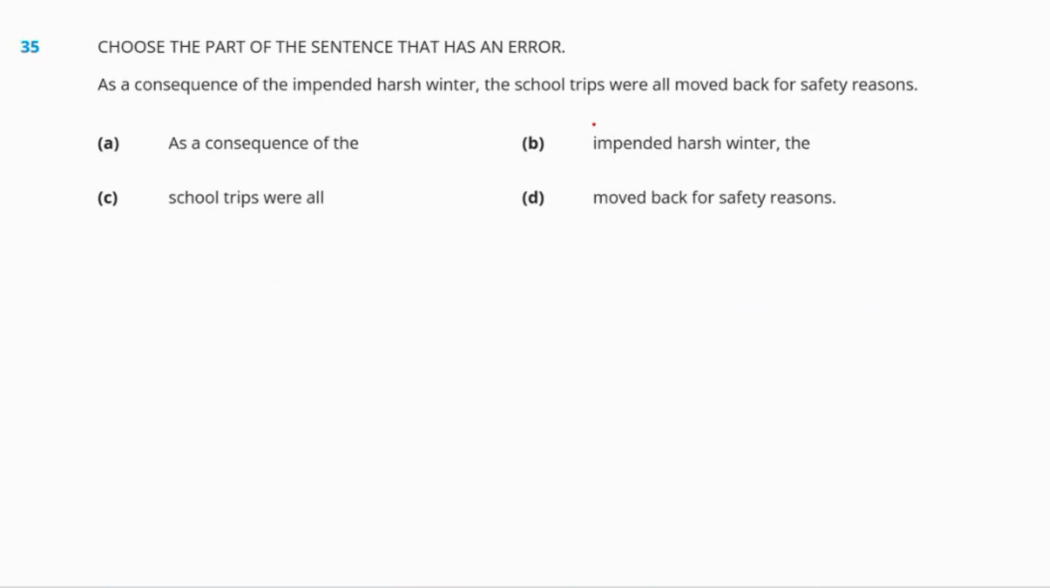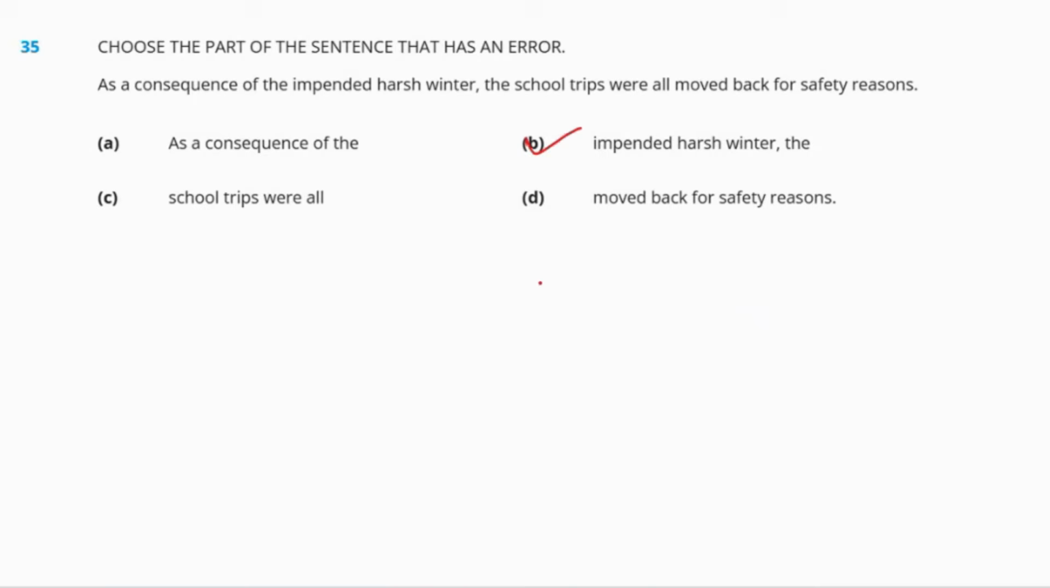Now we have come to the last question of the paper. So the question is, choose the part of the sentence that has an error. Okay. So: as a consequence of the impending harsh winter, the school trips were all moved back for safety reasons. In this sentence, we have to find the part which has an error in it. So the options are A, as a consequence of, B, impended harsh winter, comma the, option C, school trips were all, option D, moved back for safety reasons. So out of all of these options, the option which has an error in it is option B.